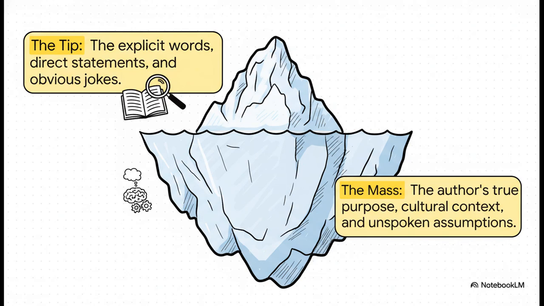So, that visible tip? That's the obvious stuff. The actual words on the page, the direct statements, the little joke in a Google search. But the hidden part, the massive chunk of ice underwater, that's where the real meaning is. It's the creator's true purpose, the cultural context they're operating in, all the unspoken assumptions that give the surface-level stuff its true power and shape.